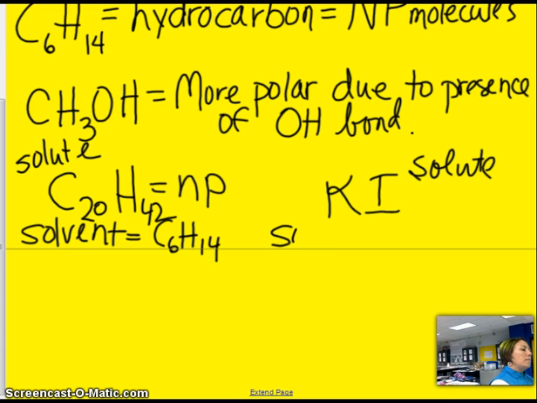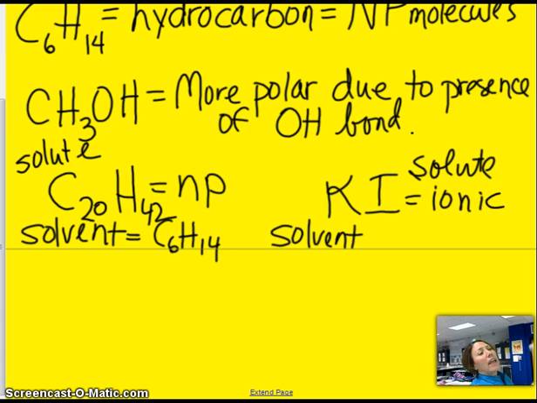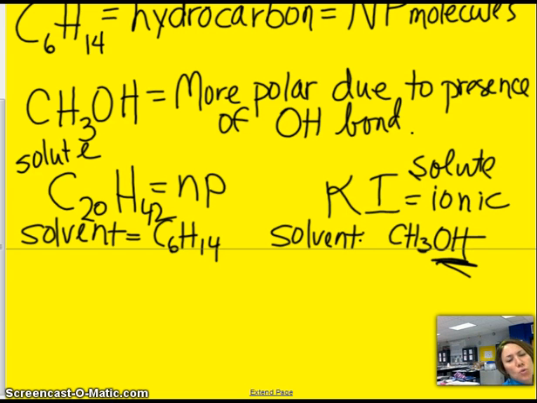However, this one is ionic. And ionic things mix really well with polar things. They release a lot of energy when they mix. Ionic things dissolve best in a more polar solvent. So the best solvent for this one is the methanol due to the OH presence introducing a degree of polarity. Okay?